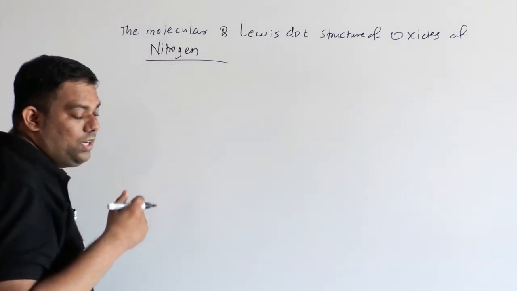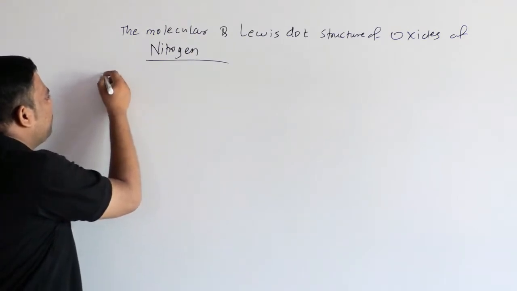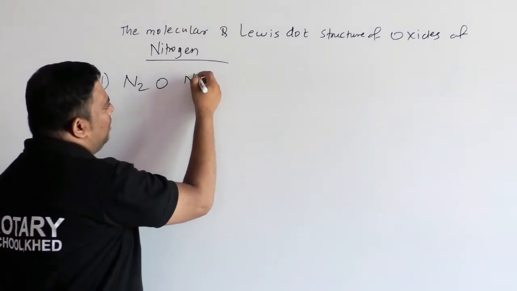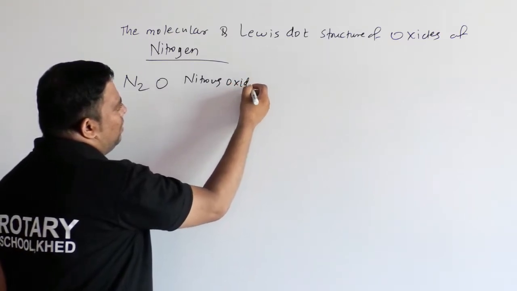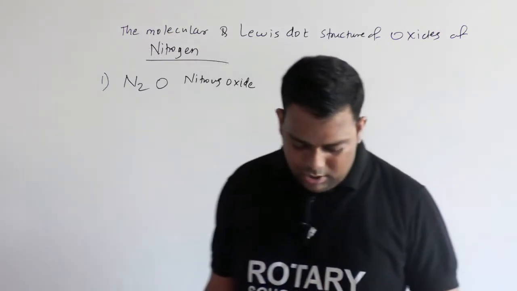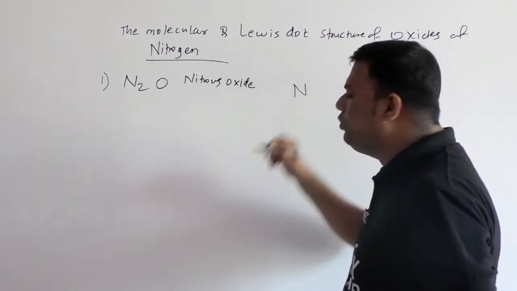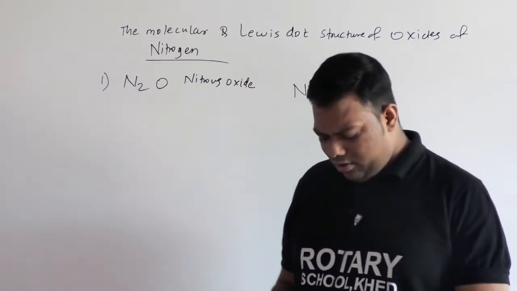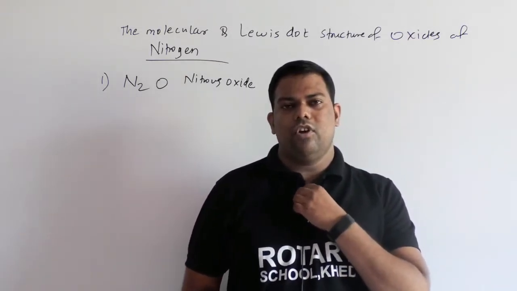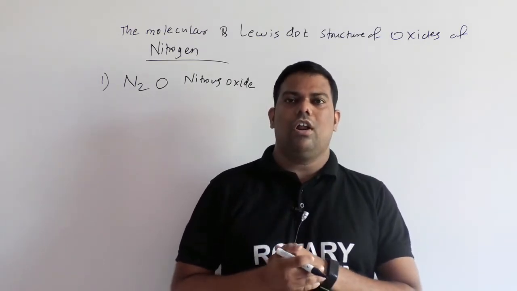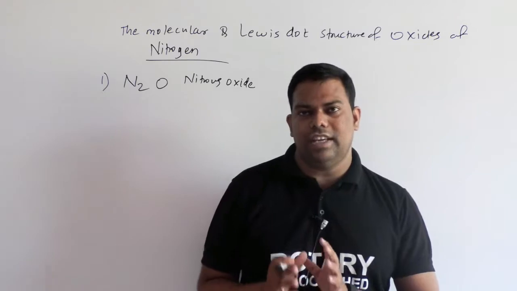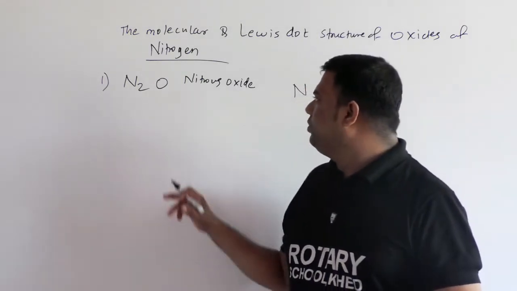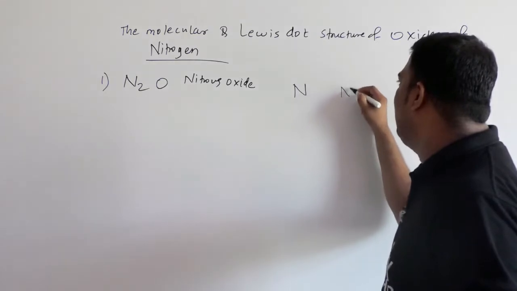If you are taking the first one, that is N2O, nitrous oxide. Now what will be the structure of this? Whenever you are calculating the resonance or Lewis dot structure of any oxide, at that time we need to add their valence electrons. Suppose here, as you know, the skeletal structure is like this, N2O.